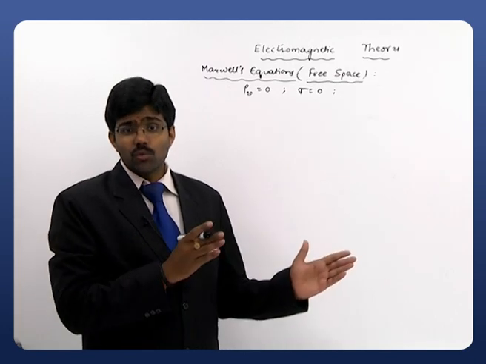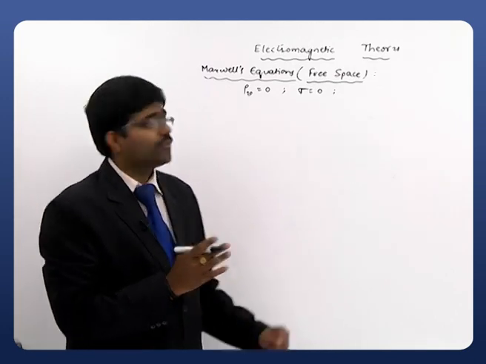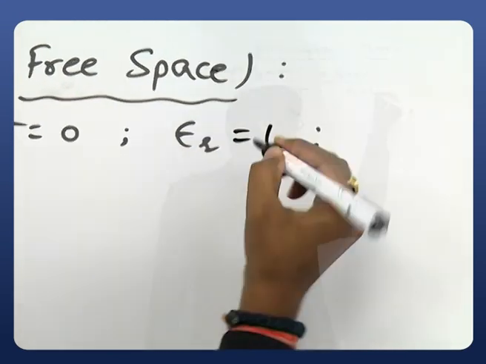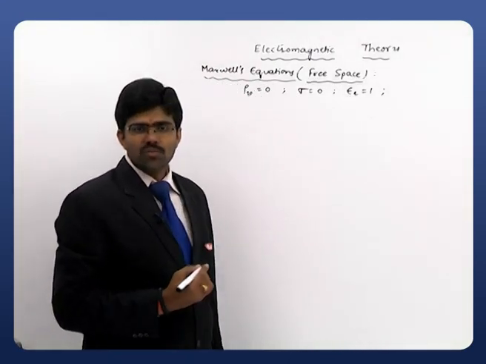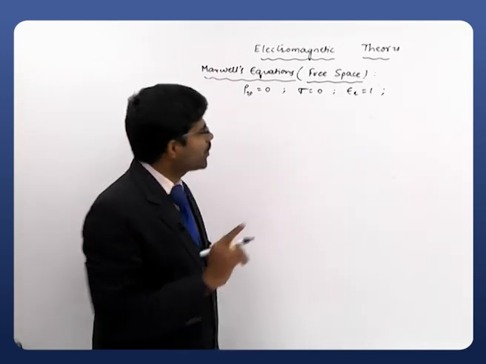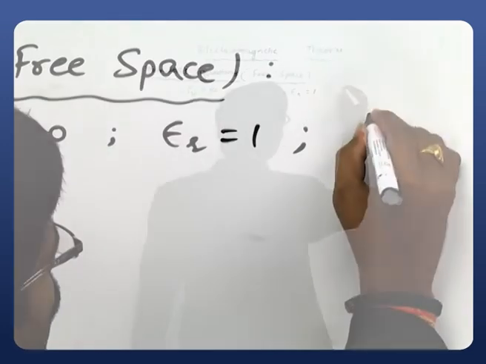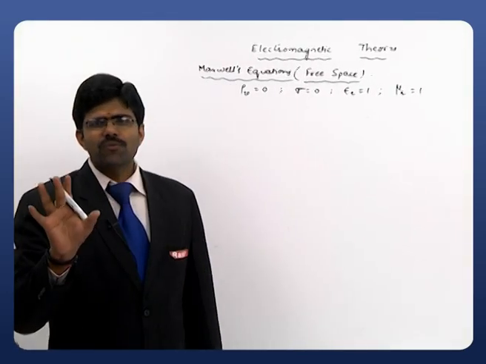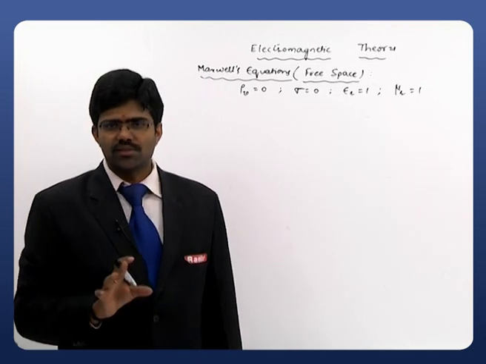And what about the relative permittivity? The relative permittivity of free space is always equal to 1. So εr must be equal to 1. μr, the relative permeability of free space, must also be equal to 1. So μr = 1. Just for free space, remember these conditions.